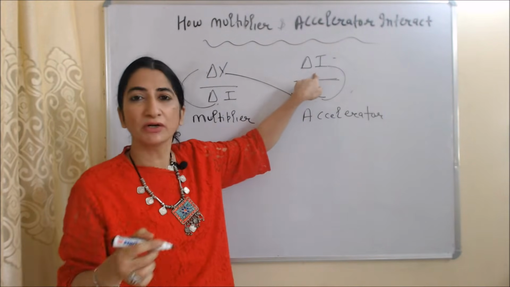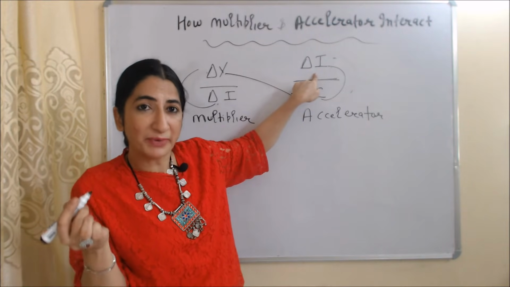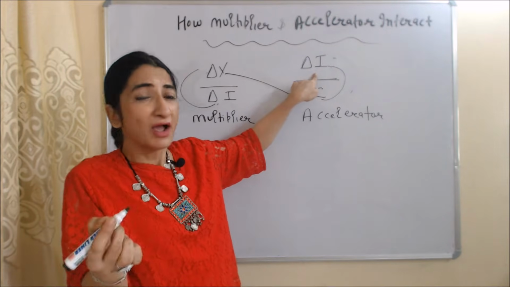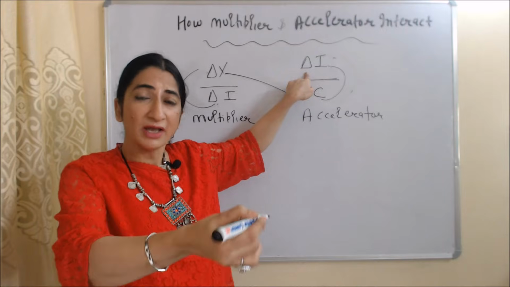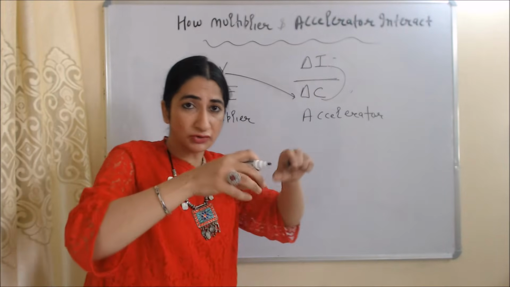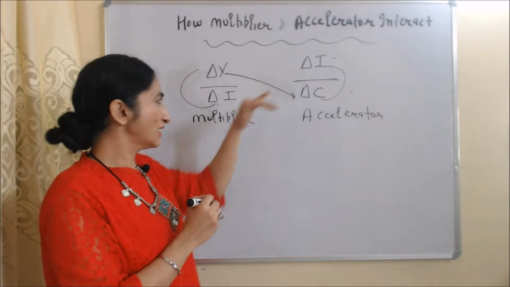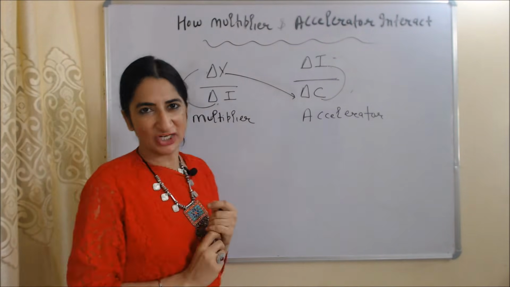Due to change in this consumption, investment will also change, and this investment is called induced investment, because it is done by the private sector, and the main motive of this investment is earning profit. How can you say that? Because you are investing when you see your product has a demand in the market. So in this way we can say that multiplier and accelerator interact with each other.